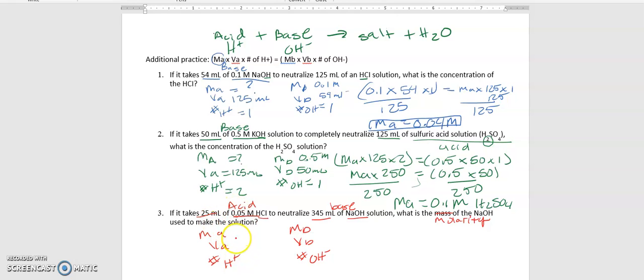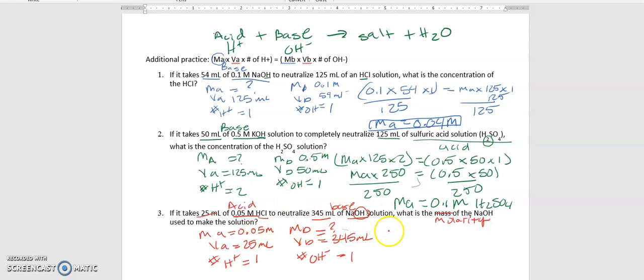My molarity of my acid is 0.05. My volume is 25 milliliters. And my number of hydrogen ions is 1. My base, I don't know it. I'm going to calculate for that. But I know that I have 345 milliliters of my base solution. And looking at the formula, since there's only one hydroxide present, I'm going to put a 1. Since I wrote the 1s, I'm not going to put those in the formula. I'm just going to use my molarity and my volumes.